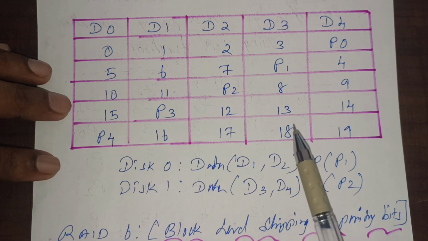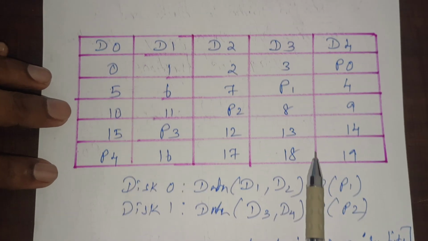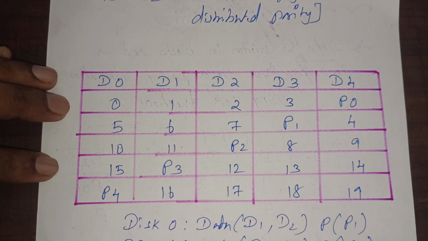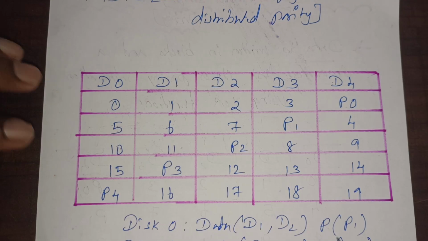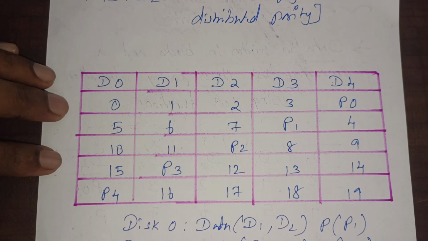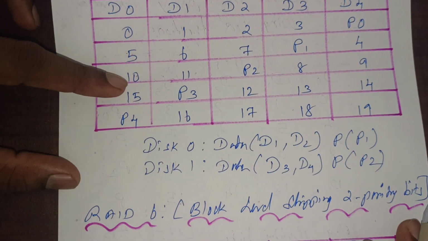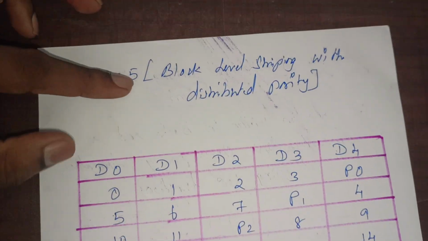In case of a single disk failure, the missing data can be reconstructed by XORing, as we did in the previous method, RAID 4. The remaining data blocks and parity information can be easily recovered. That's the point. Okay, so here also the capacity in RAID number 4, I'll write here.